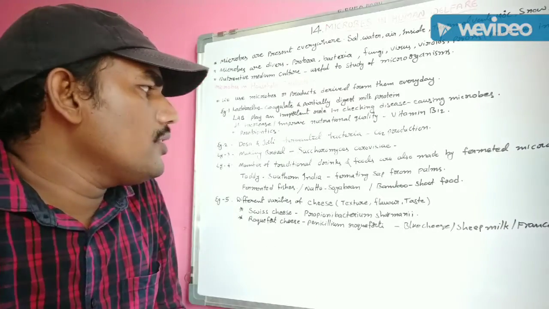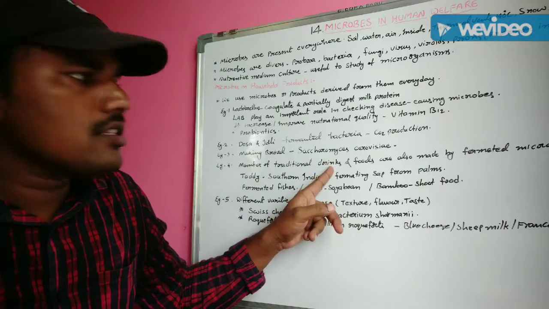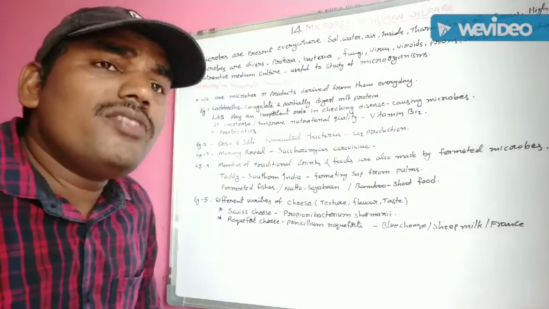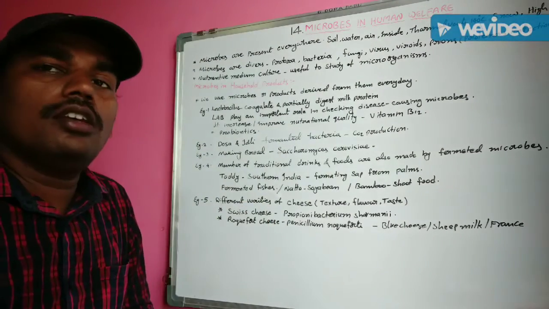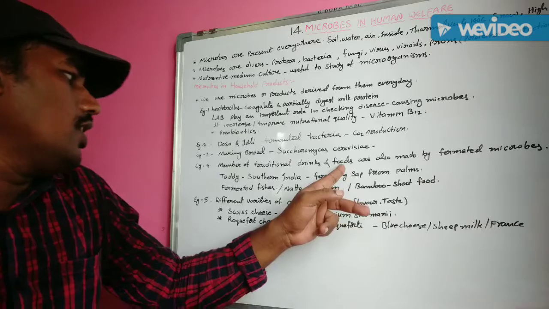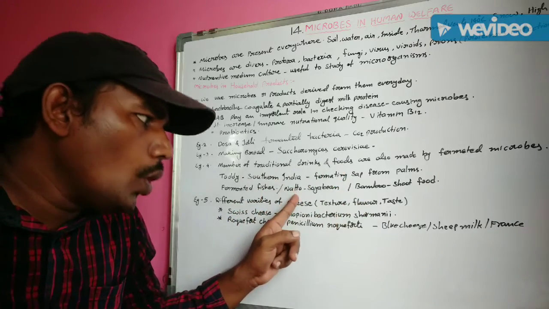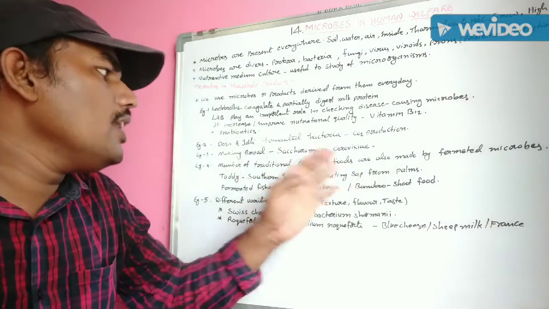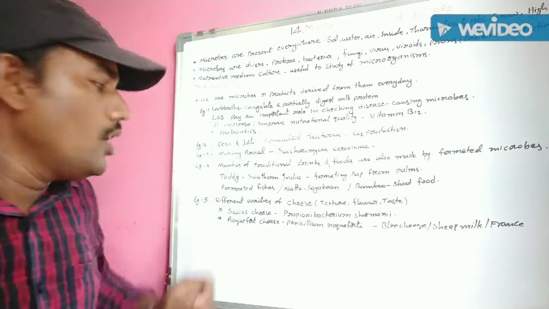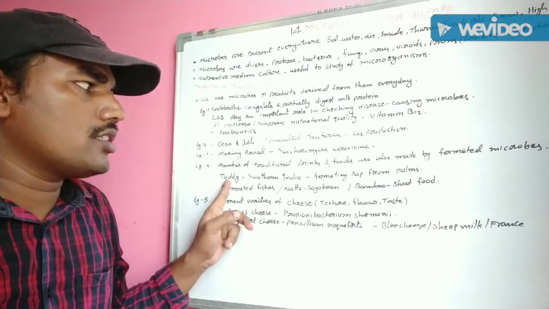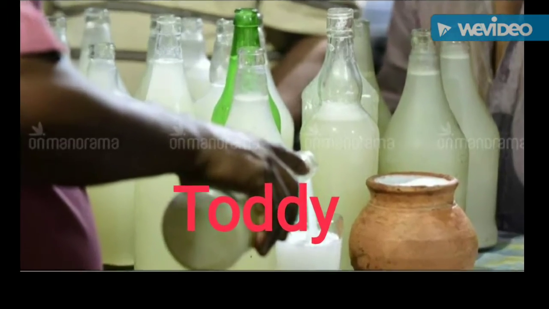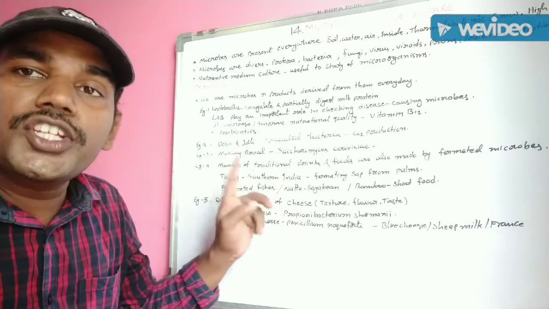Some traditional drinks and foods are also made by fermenting microbes. Traditional drinks like toddy, and traditional foods like fermented fishes, natto and bamboo shoot foods, are mainly prepared by the activity of fermenting microbes. The first traditional drink is toddy, a Southern Indian traditional drink.